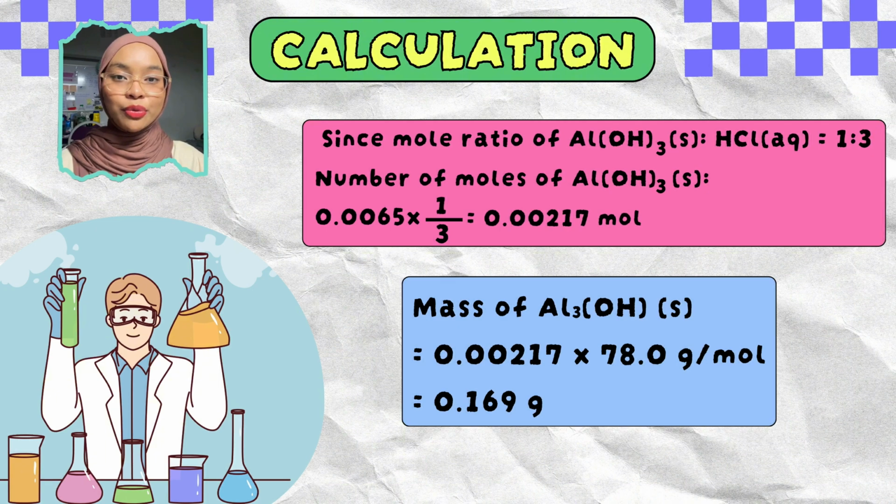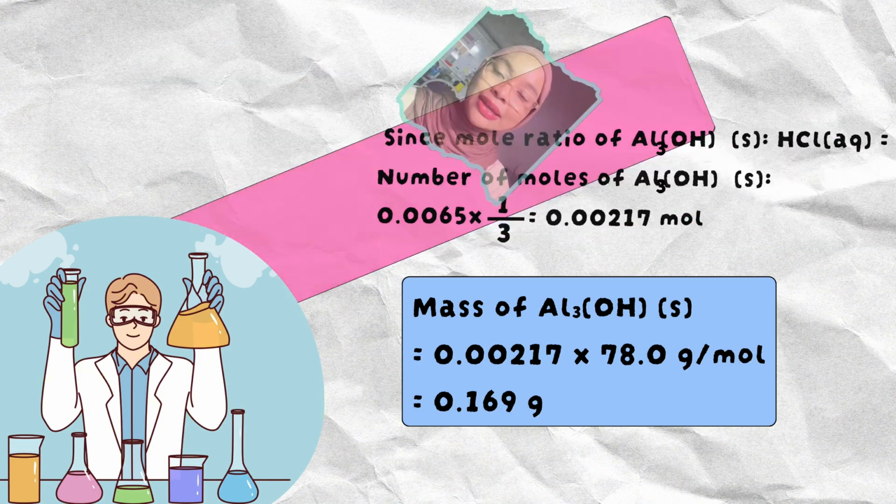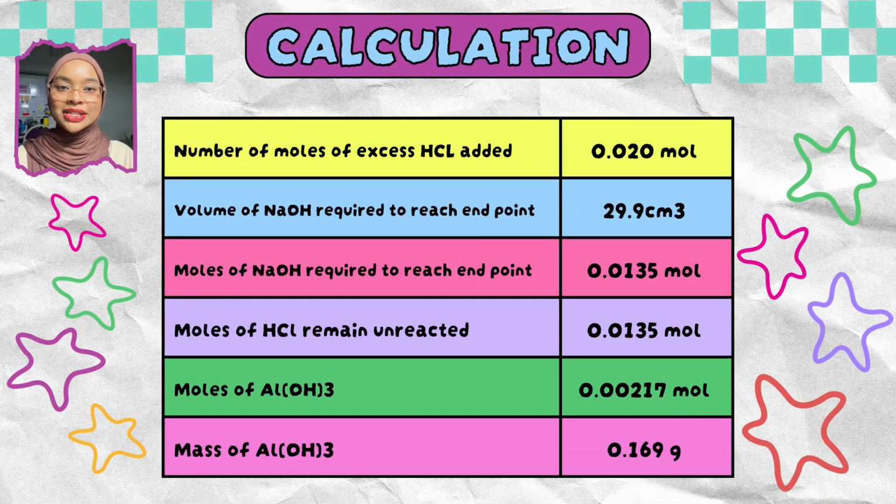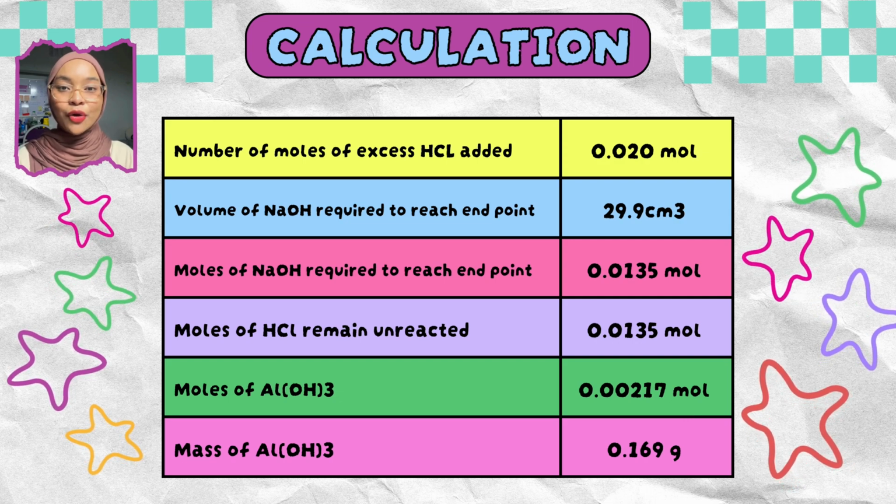Furthermore, because the mole ratio of aluminum hydroxide to hydrochloric acid is 1:3, the number of mole of aluminum hydroxide is 0.00217 mole. And lastly, we can calculate the mass of aluminum hydroxide by multiplying the number of mole of aluminum hydroxide and its molecular weight. As a result, the mass of aluminum hydroxide present in an antacid tablet is 0.169 gram. Based on all the calculation that we have done, this is the summary of the result that we got.